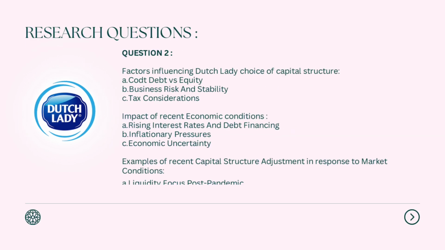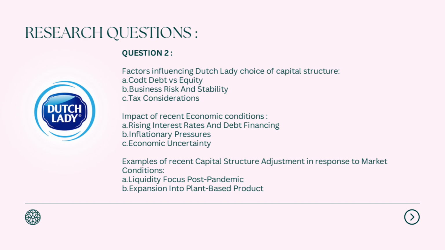So question 2 is, can you explain the factors that influence a company's choice of capital structure and how have recent economic conditions affected this decision? Provide examples of companies that have recently adjusted their capital structure in response to changing market conditions. So factors that influence Dutch Lady's choice of capital structure are cost of debt versus equity, business risk and stability, and also tax consideration.